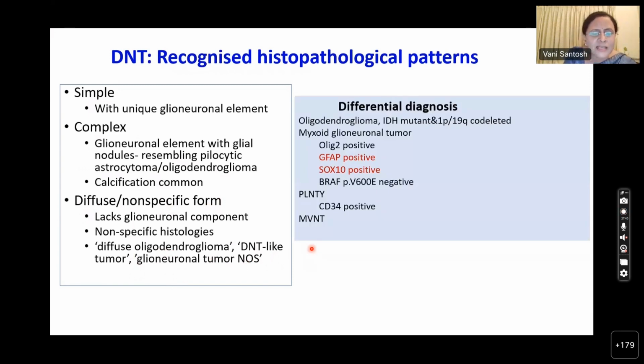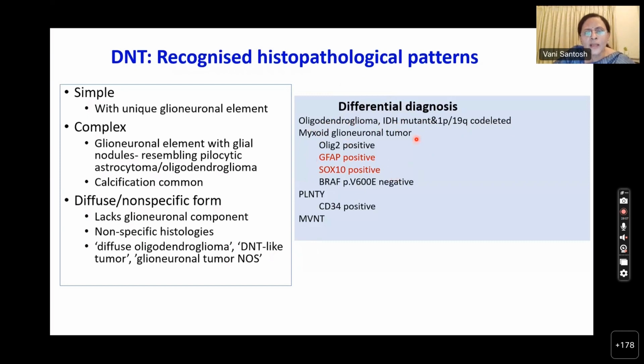Close differential diagnosis, as Dr. Rakesh already mentioned, is oligodendroglioma. Here, of course, the patient started her symptoms when she was only 11 years old. So oligos don't occur in children, but sometimes it can be seen in young adults also. So oligodendroglioma is one differential diagnosis, but here you will have to show IDH mutation and 1p/19q co-deletion.